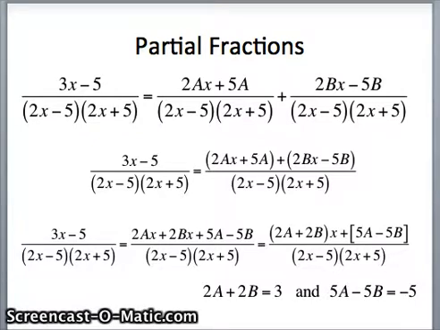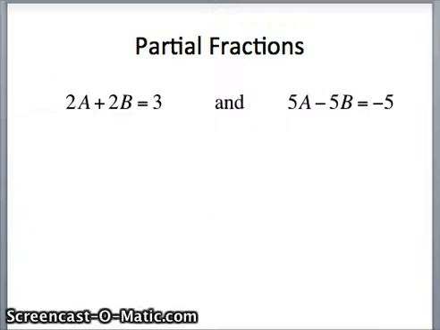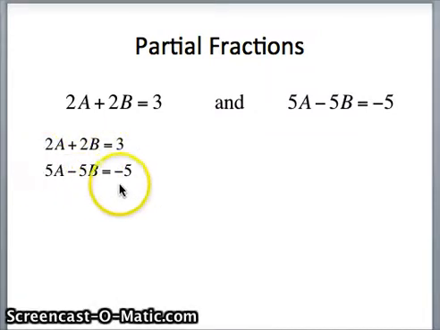So we need to use techniques of algebra to solve that system of equations. 2a plus 2b has to be 3. 5a minus 5b has to be negative 5. And this time I'm going to use elimination of variables to solve for those things. So there's my two equations. I'm going to write them vertically. 2a plus 2b is 3, 5a minus 5b is negative 5.